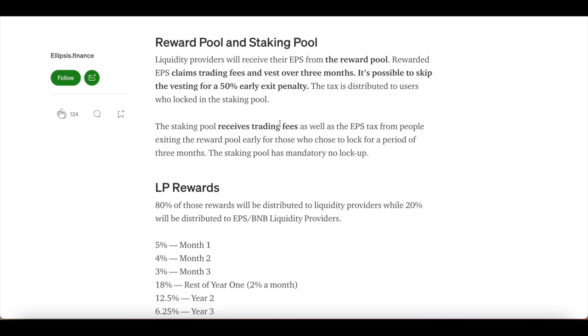Liquidity providers will receive their EPS from a rewards pool. Rewarded EPS claims trading fees, vested over 3 months. It's possible to skip the vesting for a 50% early exit penalty. The tax is distributed to users who lock up in staking pools. The staking pool receives trading fees as well as EPS tax from people exiting the rewards pool early. For those who choose to lock up for a period of 3 months, the staking pool is a mandatory no lockup.